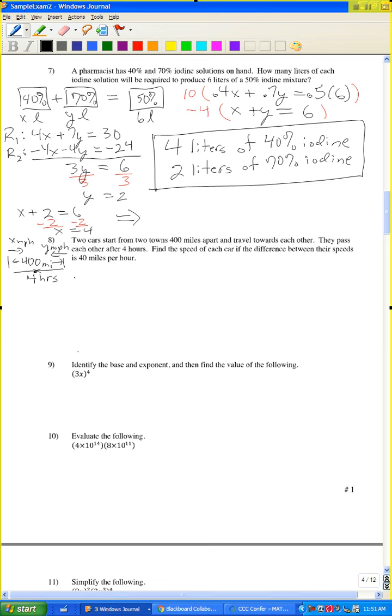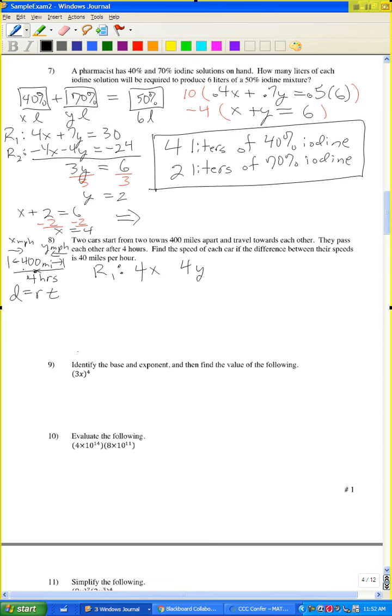So, note distance equals rate times time. So let's do my first equation. The distance that the first car has traveled is, well, it's gone for 4 hours and it's traveling X miles per hour. So the rate is X, the amount of time it's traveled is 4. Let's see how far the second car has traveled. Well, again, its rate is Y and it's traveled for 4 hours.